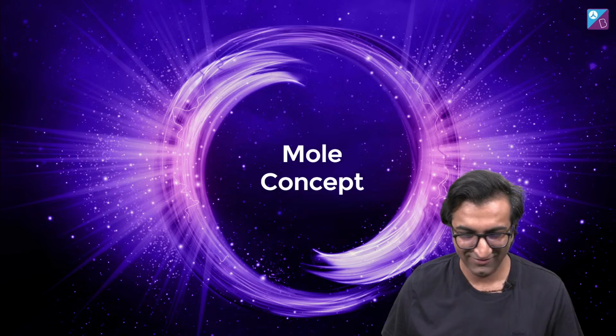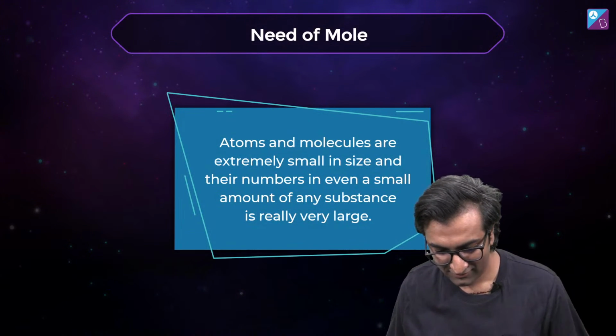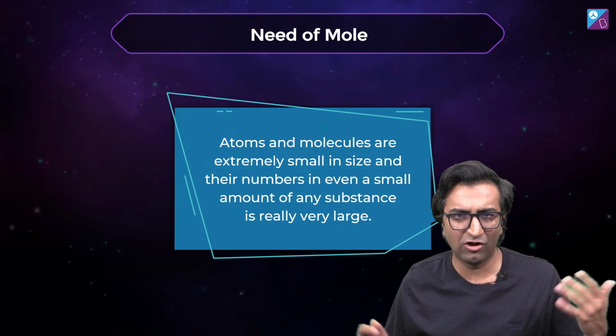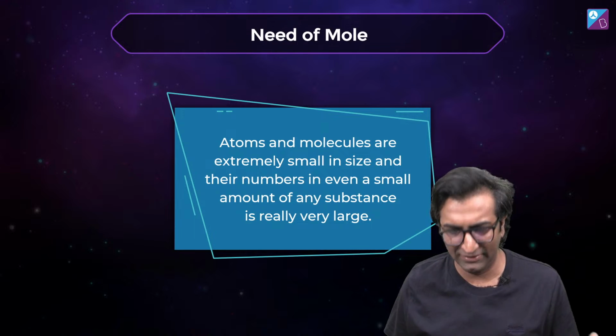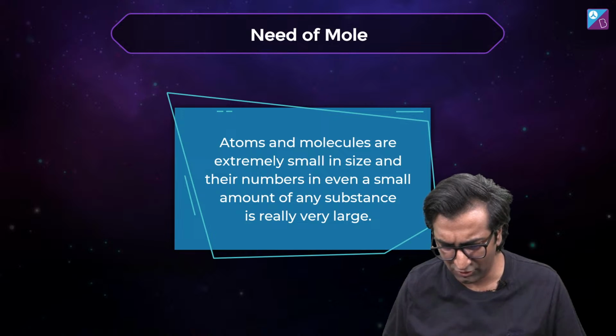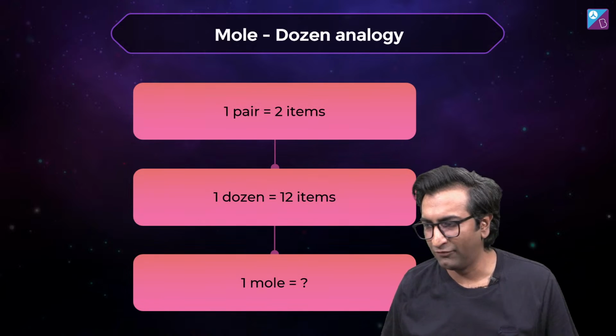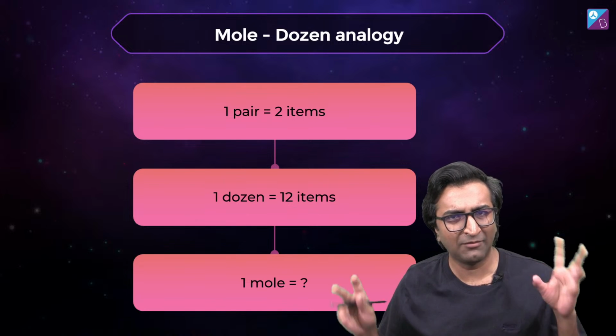All right. So atoms and molecules are really small. We've established that, right? And we also established that it's pointless to talk about billions of stuff. So we need a bigger number to deal with atoms and molecules. What is that big number? We'll talk about that big number. It's something called a mole.